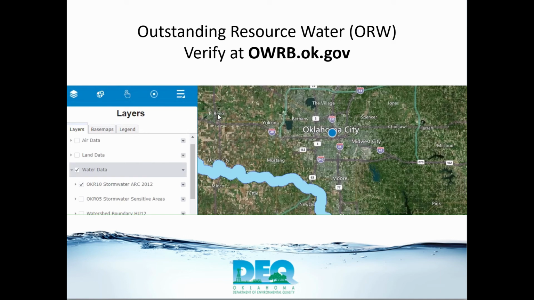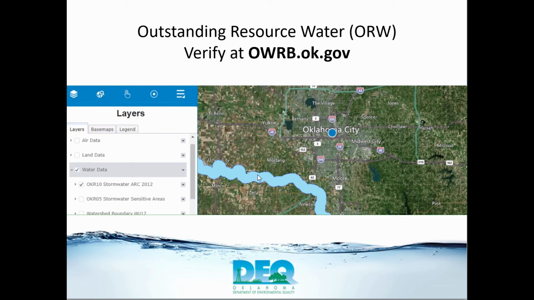ORW stands for Outstanding Resource Water as defined in Title 785, Chapter 45 of the Oklahoma Water Resources Board. An ORW is a water of the state that has exceptional recreational and/or ecological significance. No degradation of water quality shall be allowed in these waters. The DEQ GIS Data Viewer does not have an option to specifically select the ORW areas. However, at the present time, all of the ORWs within Oklahoma lie within the stormwater ARC zones previously discussed.